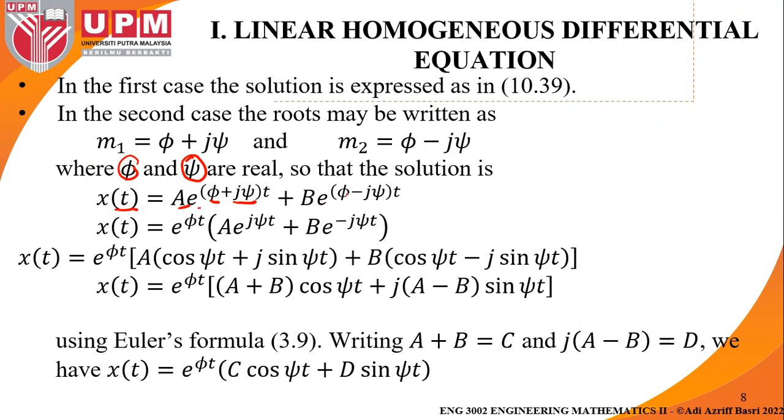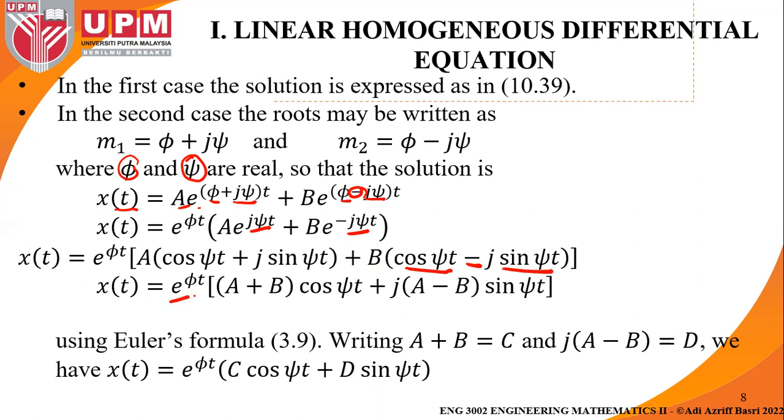Same like B exponent psi minus j psi t. So if x(t) can be simplified, exponent psi t is equal to A j and a negative j. If we simplify this, we know that in terms of vectors it can change in terms of cos and sine, which is A cos psi t plus j sine psi t plus B cos psi t minus j sine psi t. So this can be simplified again.